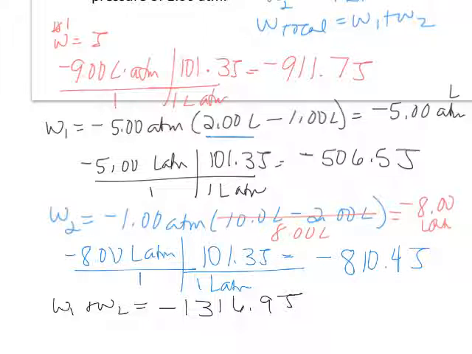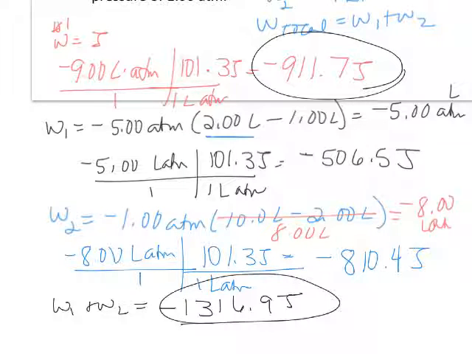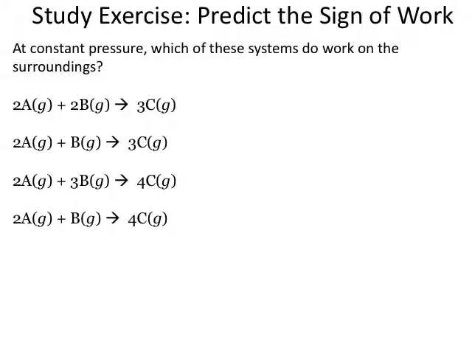And if you compare that with the first problem, where you're just heating it straight up, it's very different. That was negative 911.7 joules. This gives off 1,316.9 joules. The next problem is problem 6-6.